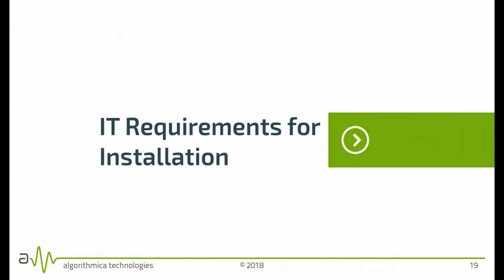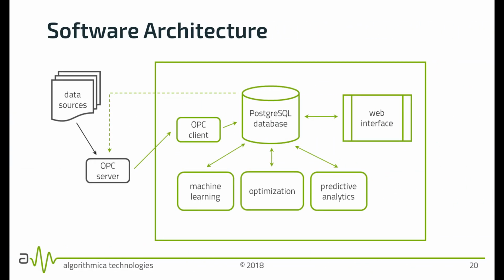Having concluded with both of the tag list and the data list, finally we discuss the IT requirements for installing the software. The software is such that you have existing data sources and an OPC server that can supply the values of that data. Everything in the green box is the software supplied by Algorithmica, which has an OPC client that reads that data from your OPC server, stores that data in a PostgreSQL database.